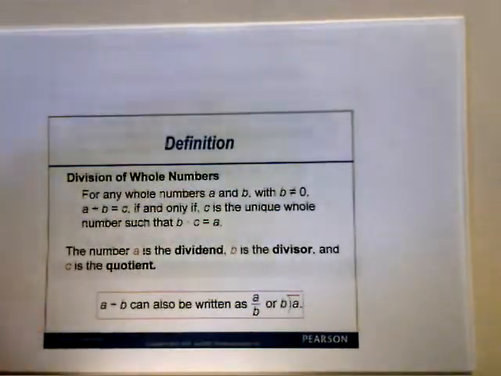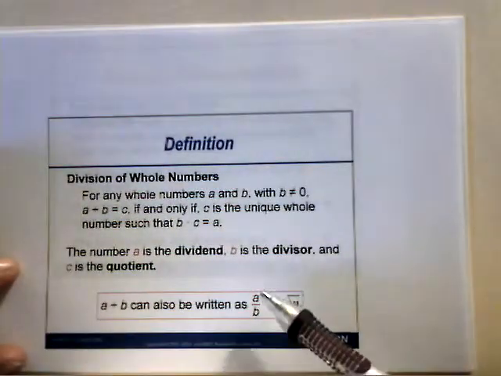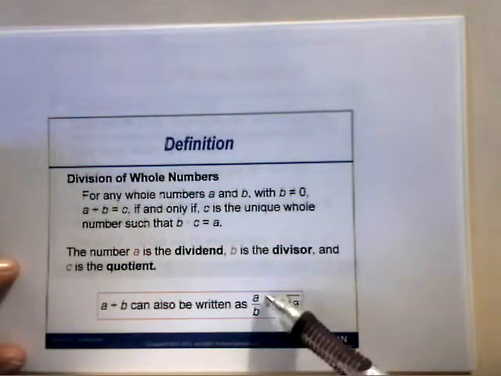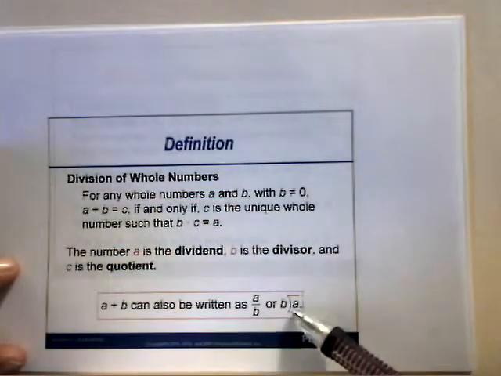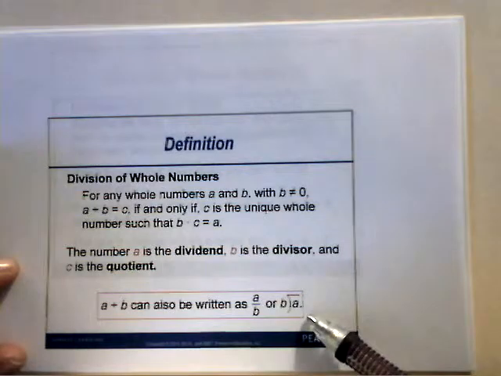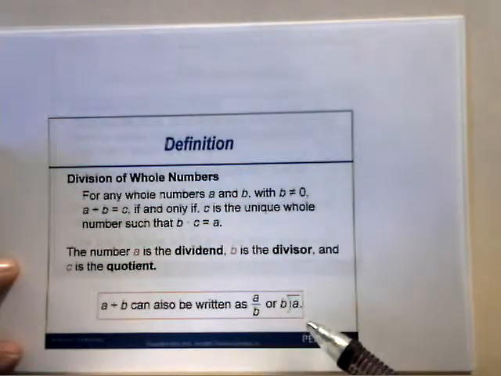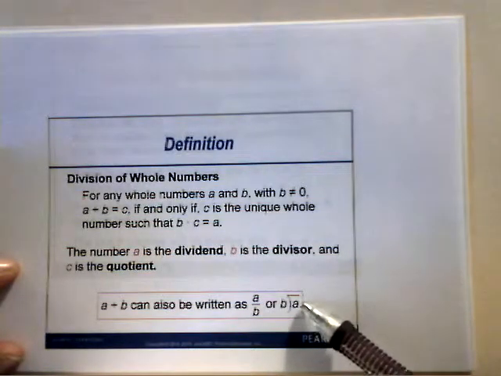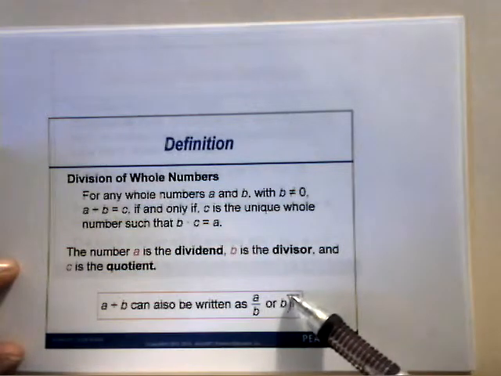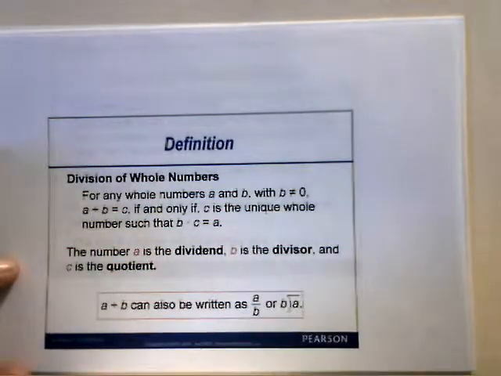Now A divided by B can be written in 2 ways: A over B as a fraction, or in this particular way that we've been doing when we're doing long division, where you have the A inside this symbol here and the B is on the outside.